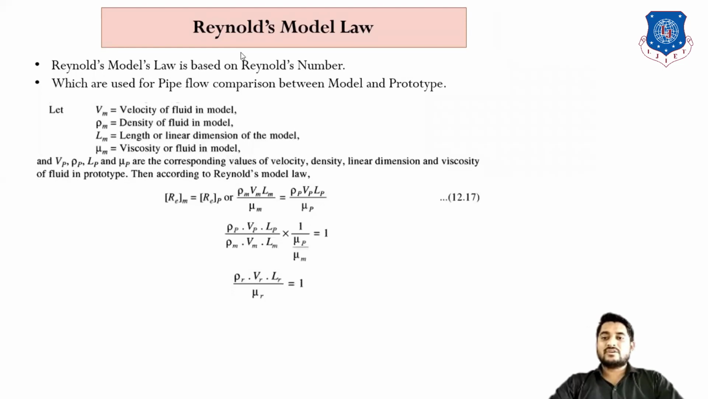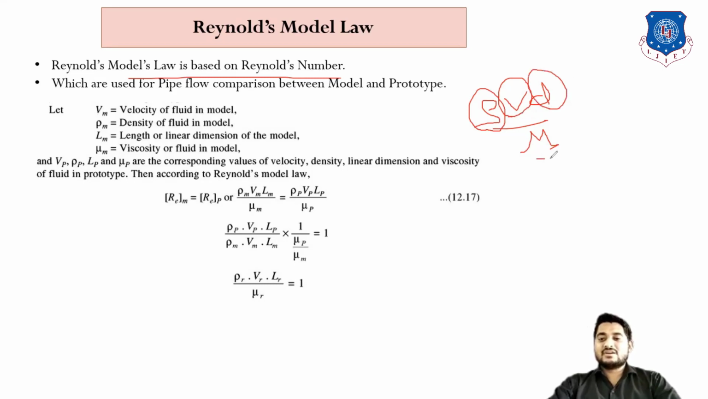Now let us move on to an important theory: Reynolds Model Law. So what do you mean by Reynolds Model Law? First of all, Reynolds Model Law is based on Reynolds number. Here we have to remember Reynolds number; we can derive Reynolds number also in chapter number 8. But here we have to remember it: rho V d divided by mu, in which rho means density, V means velocity, D means diameter, and mu means dynamic viscosity. Instead of diameter, you can also write rho V L divided by mu.